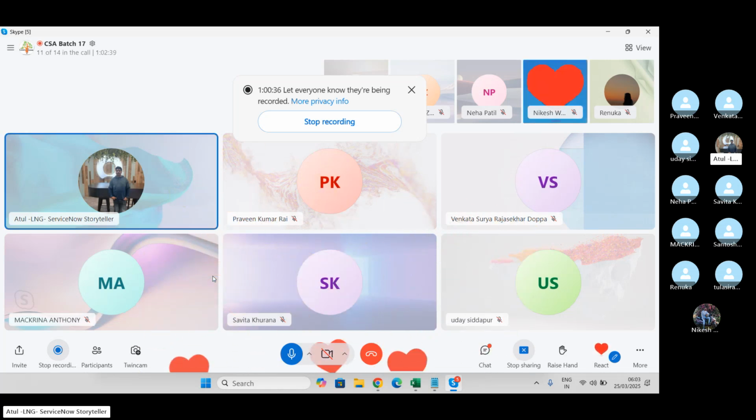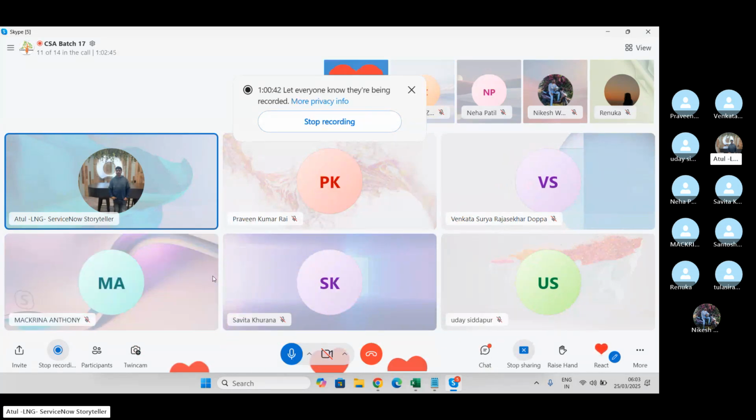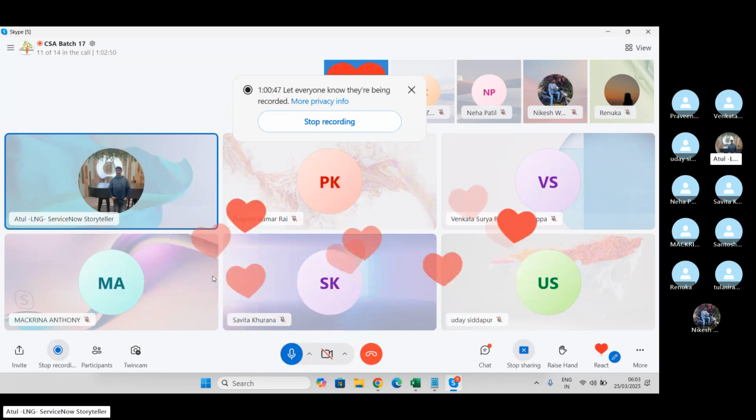I'm again recommending, please go through this today, because tomorrow we are going to do CI asset mappings, CI asset relationships.